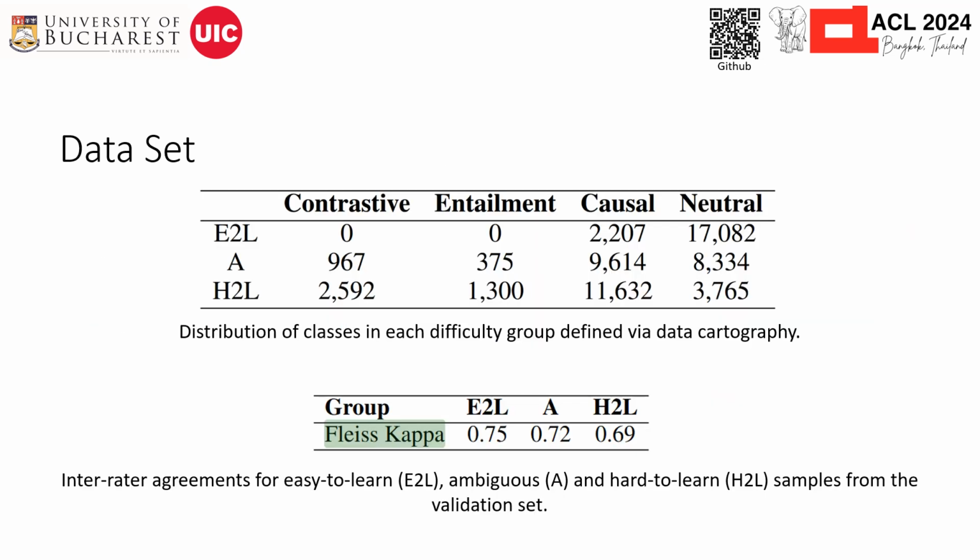We present a few statistics about the data difficulty splits that were obtained through data cartography. It's interesting to note the fact that there are virtually no data points from both contrastive and entailment in the easy to learn set.